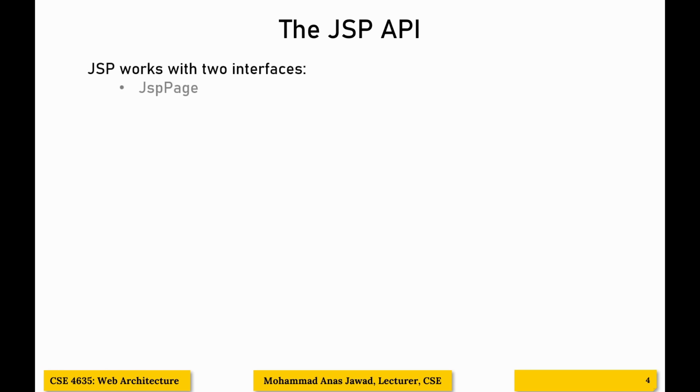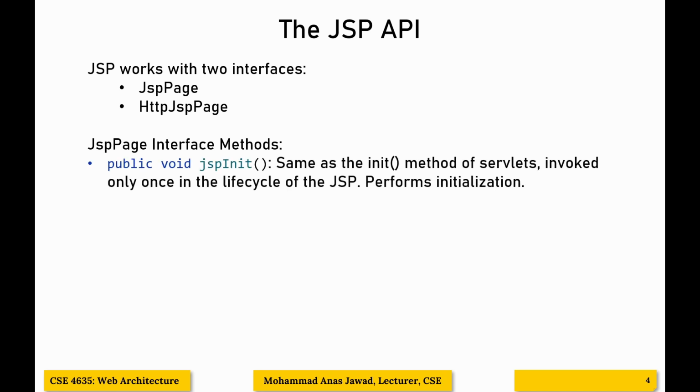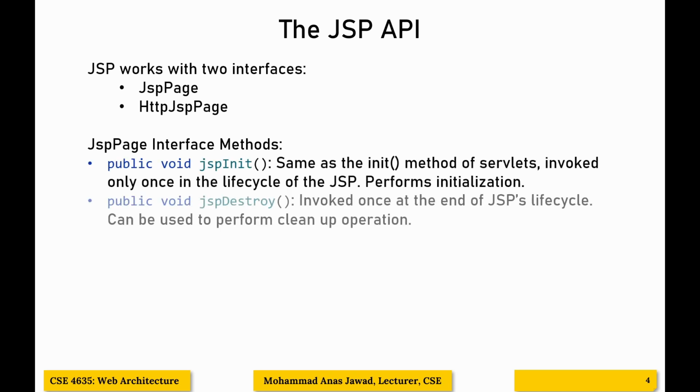Now let's take a look at the API that is used by JSP pages. JSP works with two main interfaces, the JspPage interface and the HttpJspPage interface. The JspPage interface has two methods, public void jspInit and public void jspDestroy. The jspInit method is the same as the init method of servlets. That is, it is invoked only once at the beginning of the lifecycle of JSP pages, and it is responsible for initializing your JSP page.